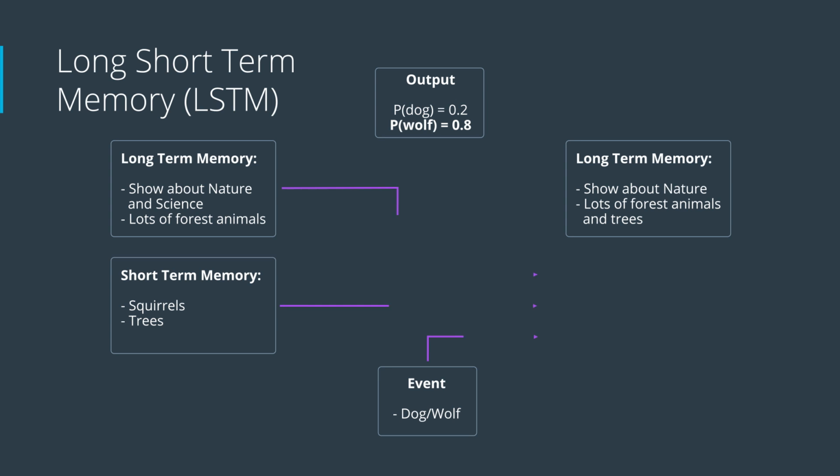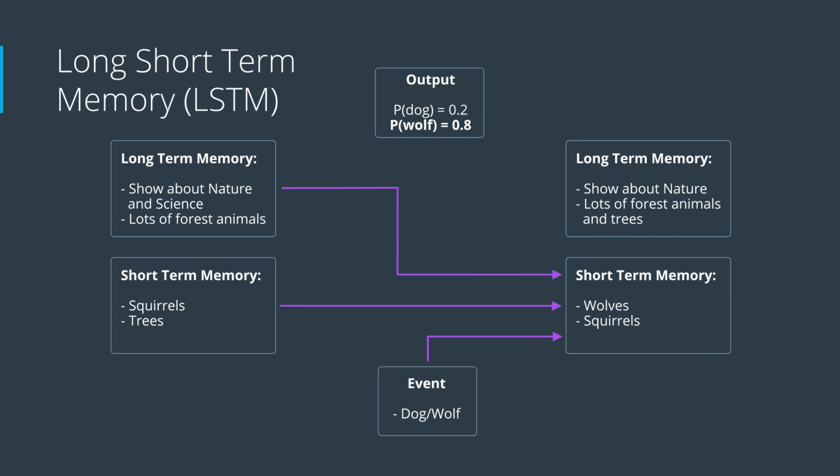And finally, we also want to use these three pieces of information to help us update the short-term memory. So let's say in our short-term memory, we want to forget that the show has trees and remember that it has wolves, since the trees happened a few images ago and we just saw a wolf.